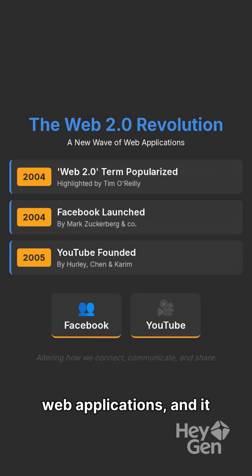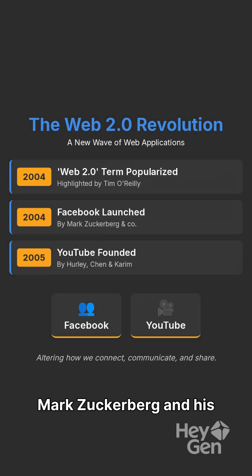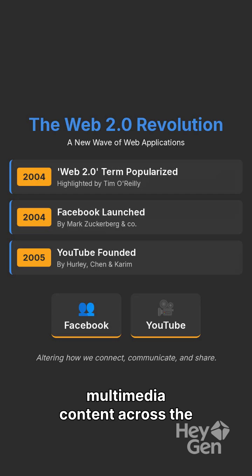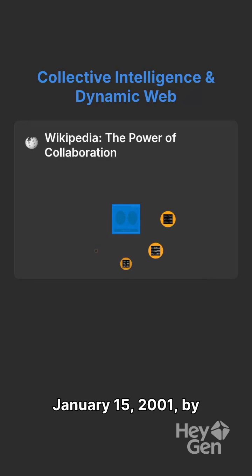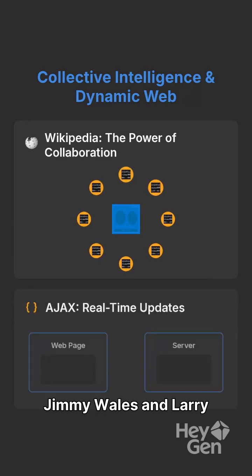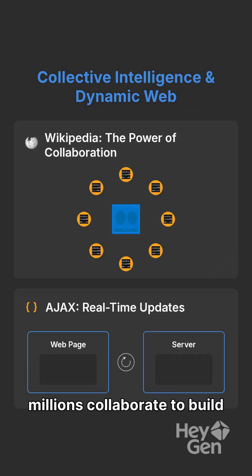of web applications, and it quickly saw the rise of transformative social media platforms, including Facebook, launched in February 2004 by Mark Zuckerberg and his college roommates, and YouTube, founded in 2005 by Chad Hurley, Steve Chen, and Jawed Karim, which forever altered how people connect, communicate, and share multimedia content across the globe. Iconic platforms like Wikipedia, which was launched on January 15, 2001 by Jimmy Wales and Larry Sanger, exemplified the power of collective intelligence where millions collaborate to build an ever-growing repository of knowledge.